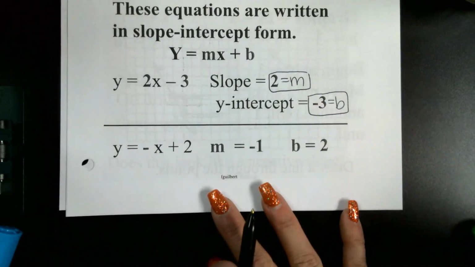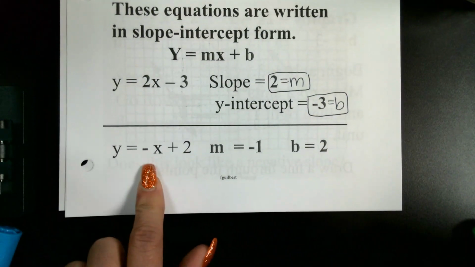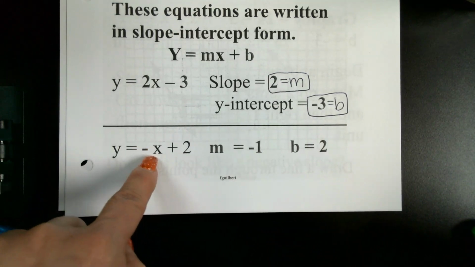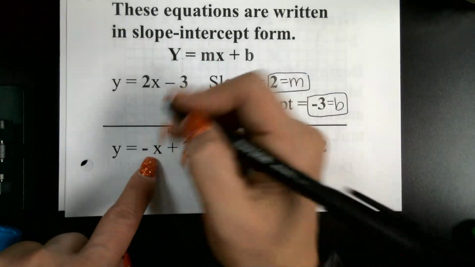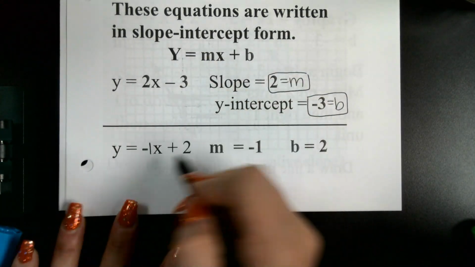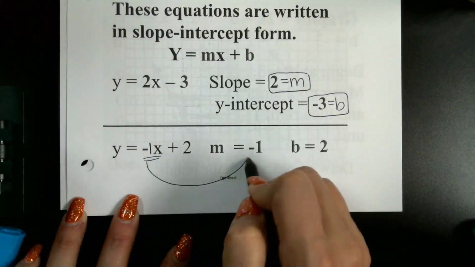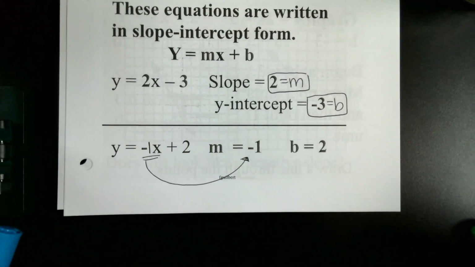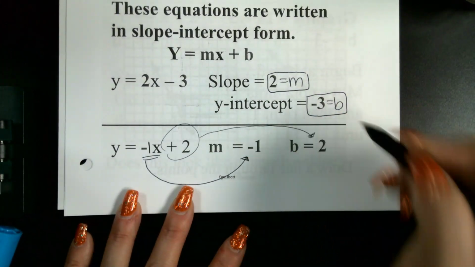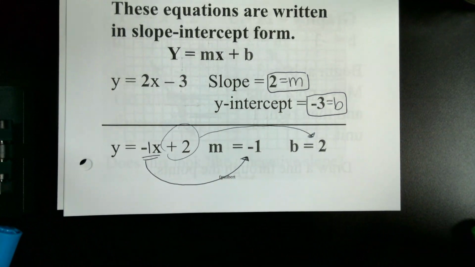Even down here at the bottom, y equals negative x plus 2. If you do not see a number in front of a letter, what do we put? Put a 1. Okay? You need that number there because if I say, what's my slope? It's the number attached to x, so that's our negative 1. And then the y-intercept, again, is just that positive 2 at the end.